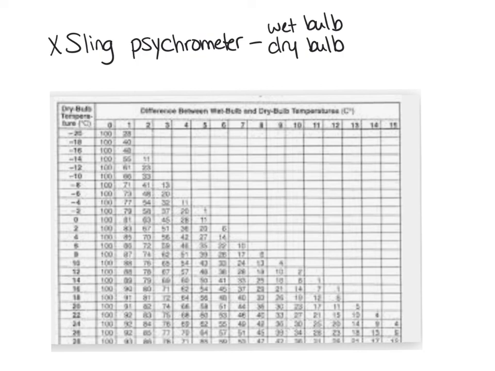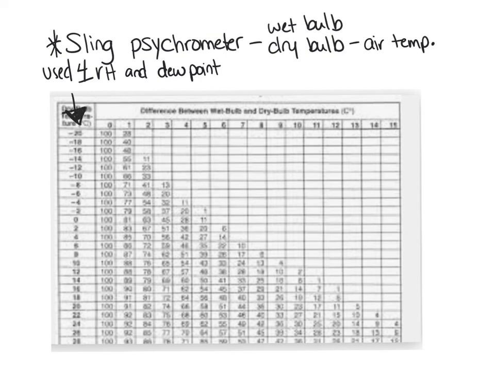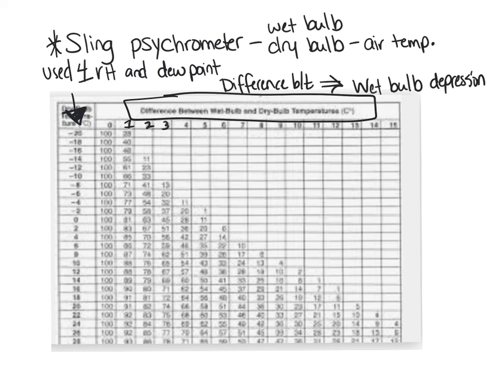Finally, we should know that a sling psychrometer can be used to determine the relative humidity and the dew point temperature in a location. A sling psychrometer is made up of two thermometers, a wet bulb and a dry bulb. We look at the dry bulb reading and read down the left column to the temperature, and then we read across to the difference between the wet bulb and the dry bulb temperatures. The difference between the wet bulb and the dry bulb temperatures is called the wet bulb depression. This difference determines what the relative humidity is, or the dew point temperature.